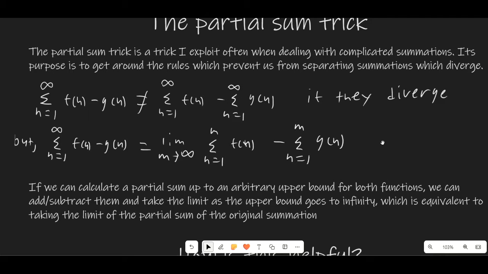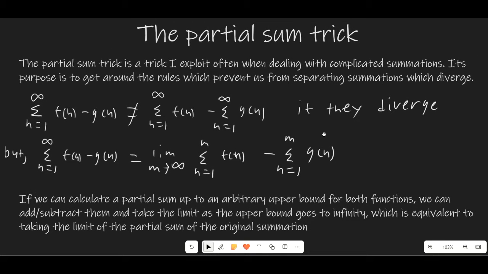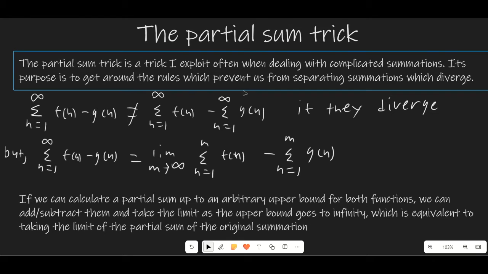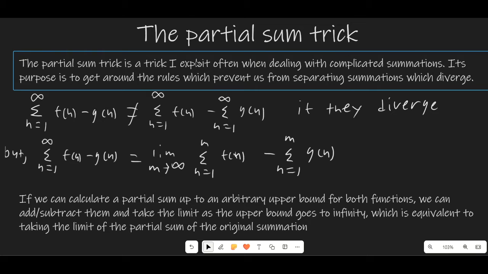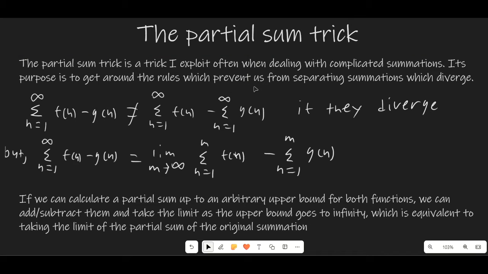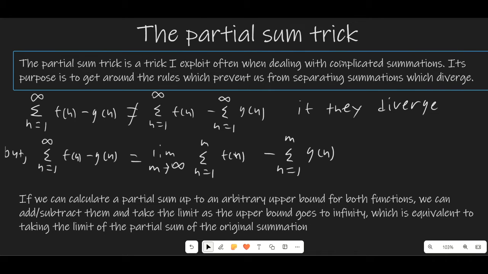Now, my favorite trick right here is the partial sum trick. It's a trick that I use very often. I've not really seen many people use it, but I guess it's just because they use it in a different way. It's used when dealing with complicated summations with multiple different terms, and maybe you can't use the same method for every single term in there, so that means you're going to need to use this trick instead. Its purpose is to get around the rules which prevent us from separating summations which diverge.